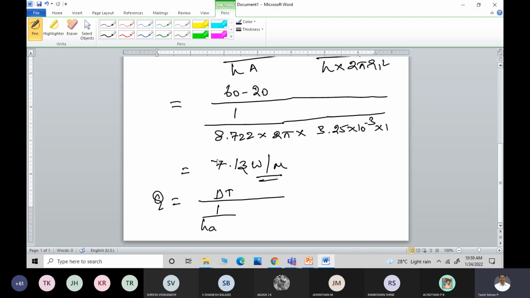Okay, 0.019 is the outer radius. So H into area is nothing but 2 pi RC into L. Plus the conductive resistance, natural log of R2 by R1, where R2 is equal to RC and R1 is equal to the initial radius of 3.25 mm, divided by 2 pi K L.